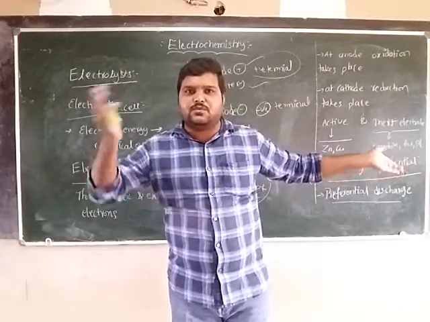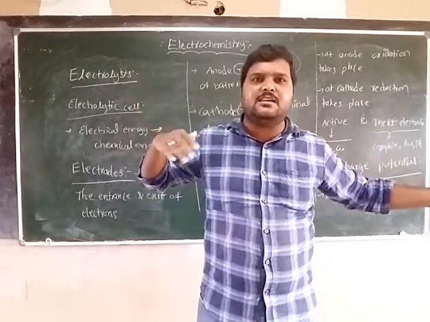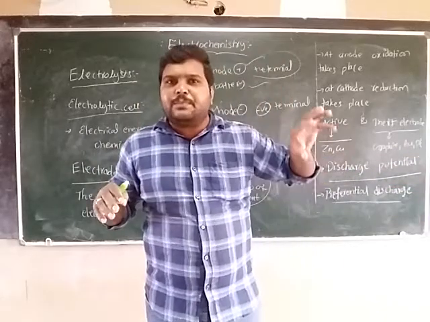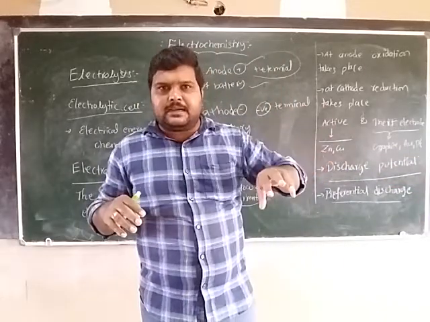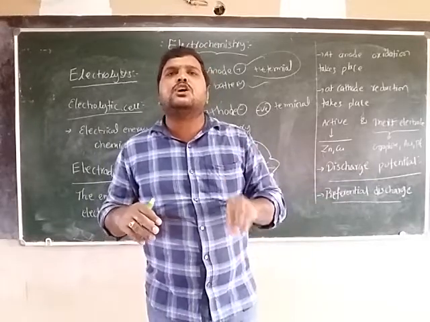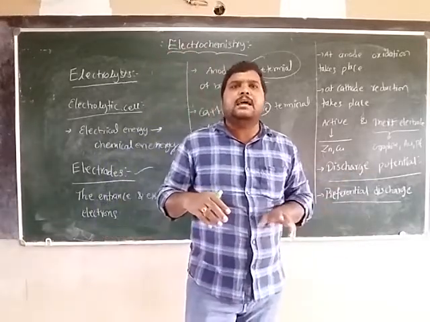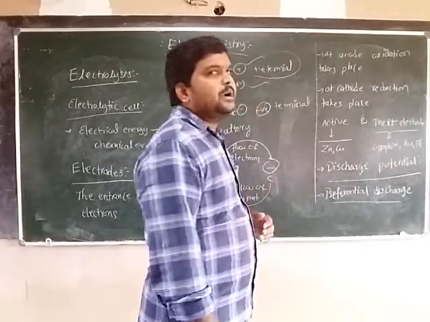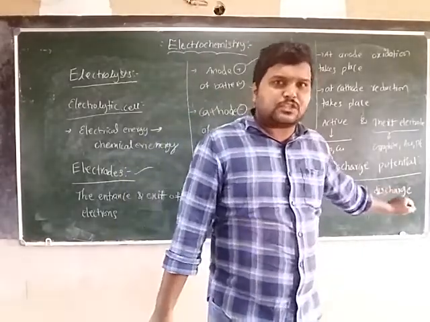Preferential discharge: if more than one cation or anion is present, the particular cation or anion having the low discharge potential discharges at the corresponding electrode. So these are a few important terms, and we will see the order also now.